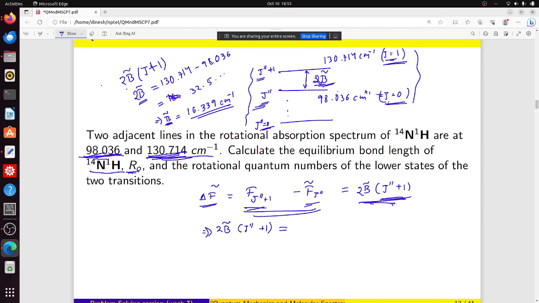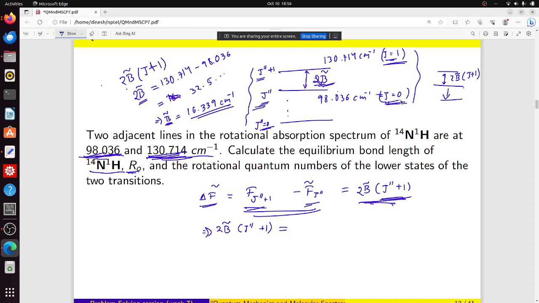From class you know that the energy difference between two adjacent states will always be 2 b tilde, j plus 1. It will depend on the previous state j.